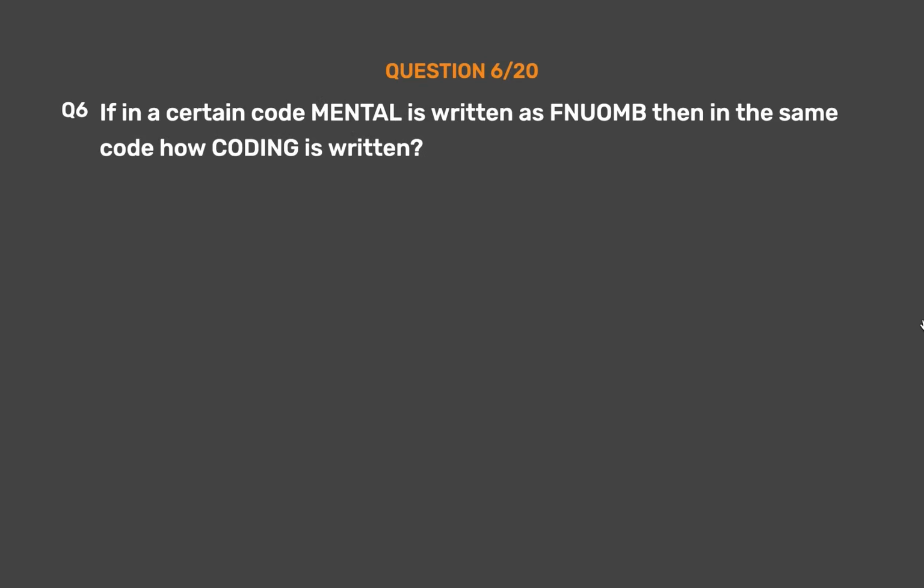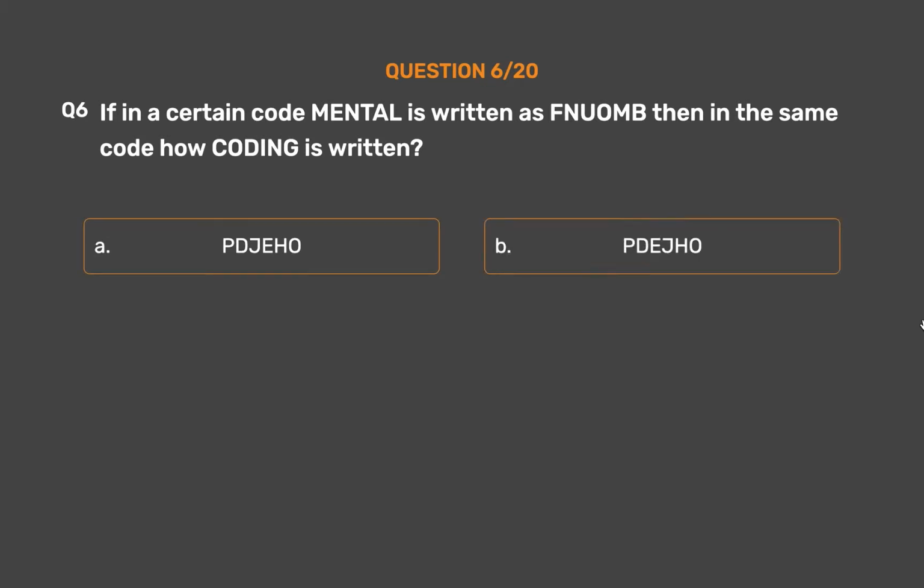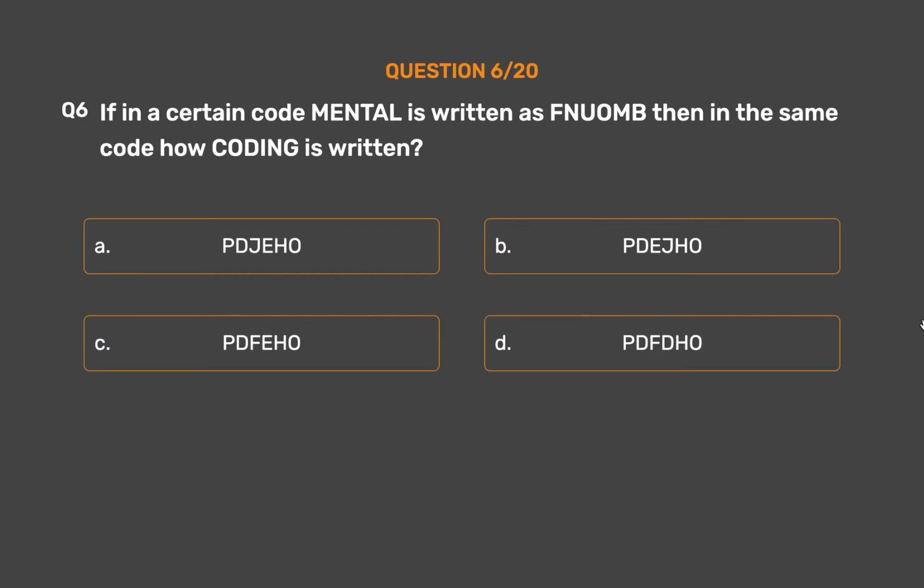Question number 6. If in a certain code mental is written as Fnuvom, then in the same code how coding is written? Option A. Bjeho. Option B. Padejho. Option C. Pdpheho. Option D. Padadho. Option E. None of these.